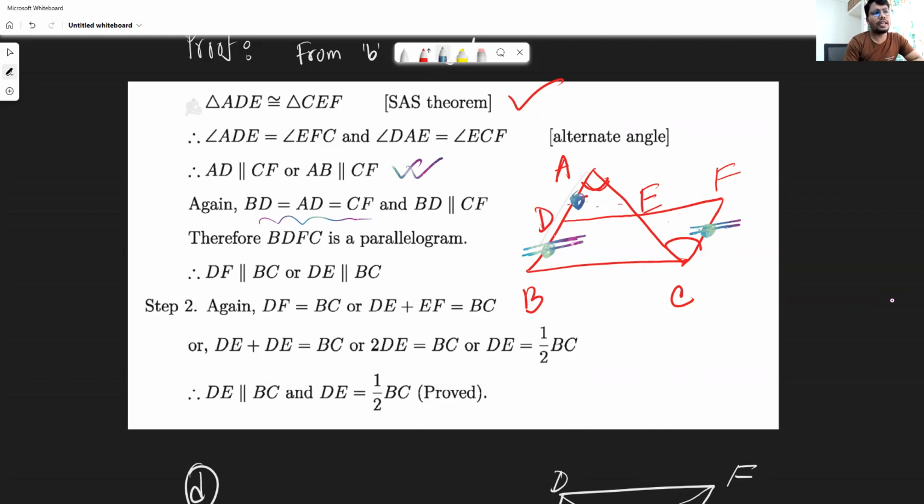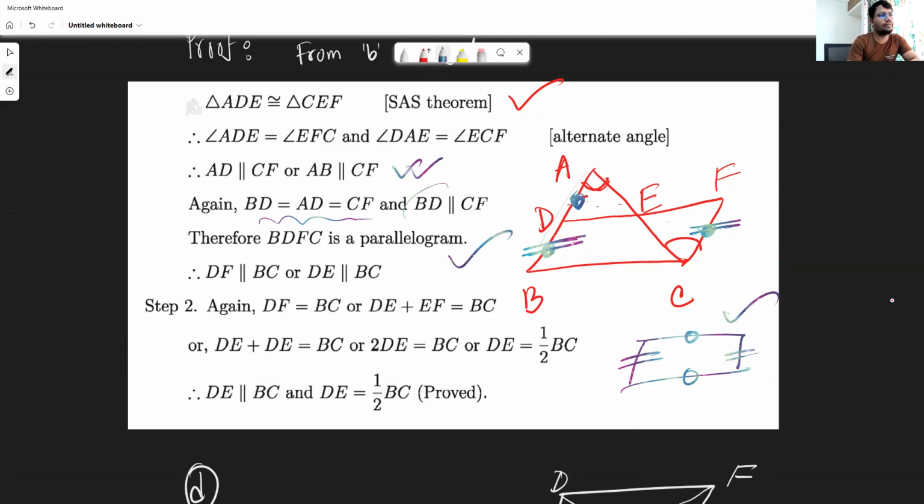When two opposite sides are the same and parallel to each other, the other two opposite sides must be the same and parallel to each other. This is the theorem: when two opposite sides are equal and parallel to each other, the other two opposite sides must be equal and parallel, because this one will be a parallelogram. So definitely this is a parallelogram.